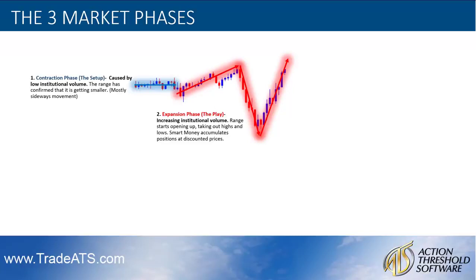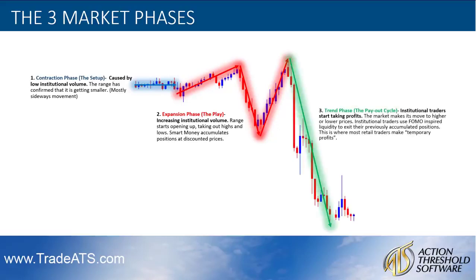When you get better at this, I'm teaching a basic methodology, but there's actually power even in trading this phase on the higher time frames, which you'll grow to understand the more familiar you get with this phase. Okay, and then the third phase is the trend phase. This is the payout cycle. Institutional traders start taking profits off the table. The market makes its move to higher or lower prices. For our illustration here, it's lower prices.